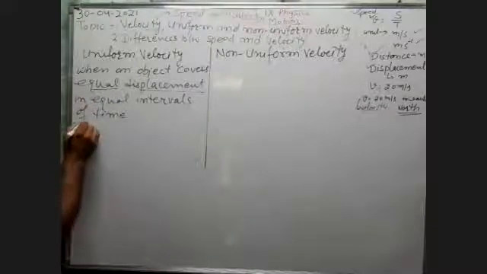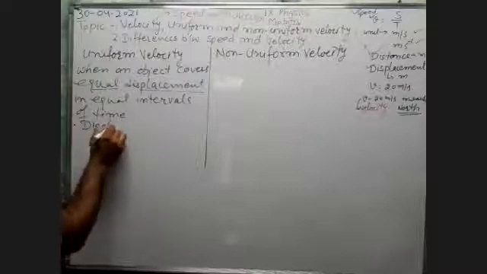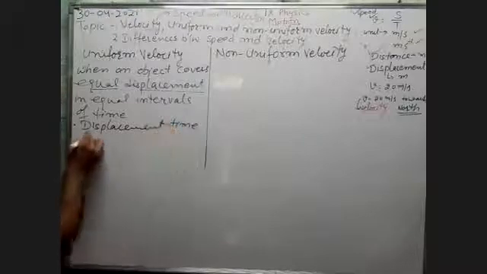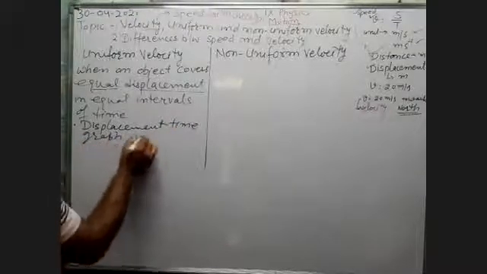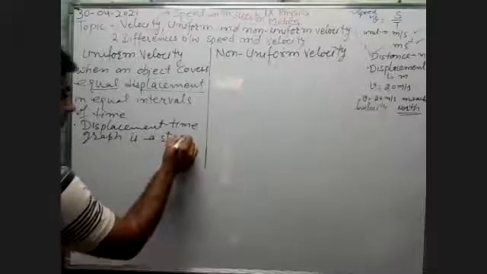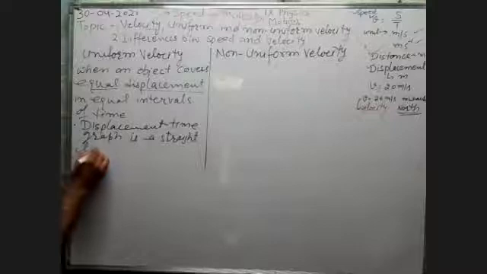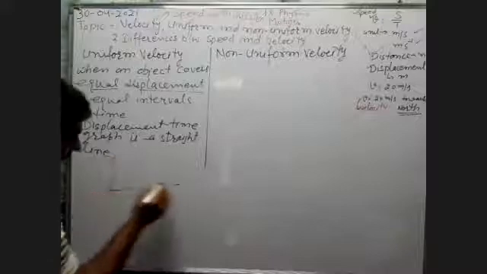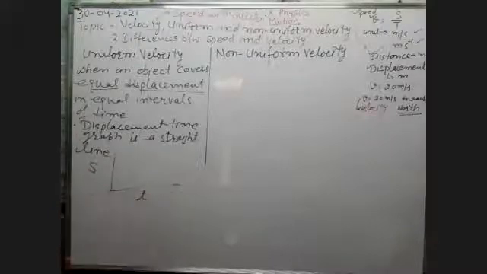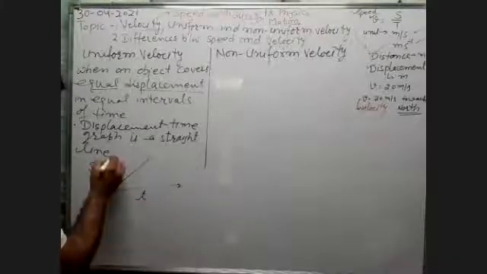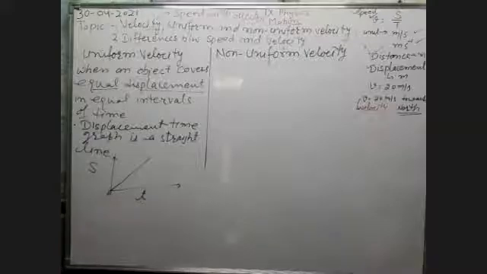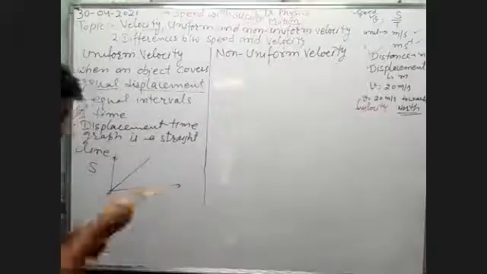Again, the displacement time graph or distance time graph is a straight line. In case of uniform velocity, when we plot a displacement time graph, we take displacement here and time here. When we draw this graph, it will be a straight line. Distance time graph or displacement time graph, both are the same thing.